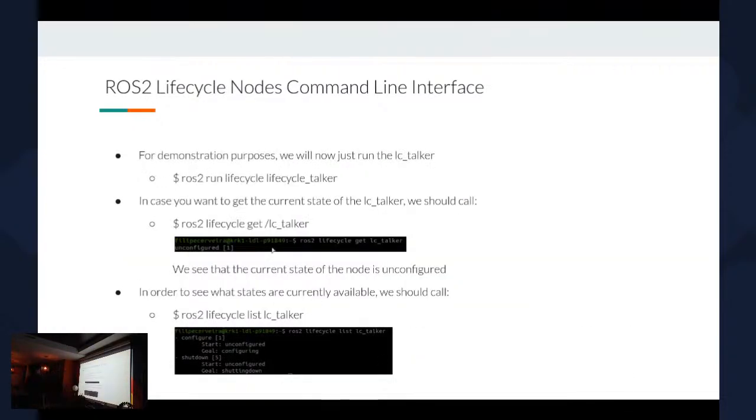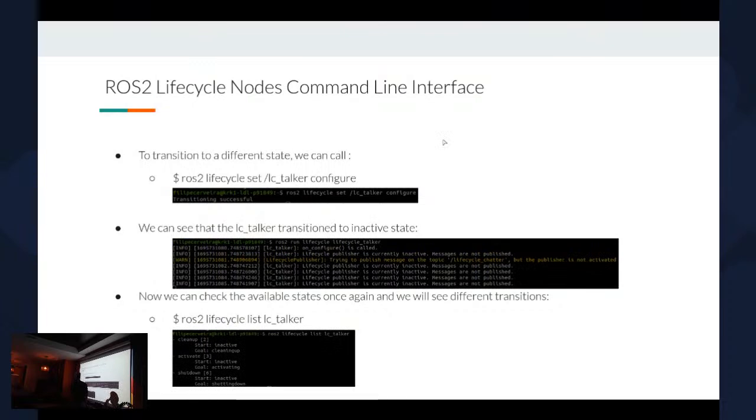Here, I just have the information on how to get the different information from our ROS2 node lifecycle. Getting the current state of the node can be done with ROS2 lifecycle get. We can also get the list of possible transitions, which is acquired with ROS2 lifecycle list. We can use ROS2 lifecycle set in order to set the different transitions that we want between the different states of our nodes.